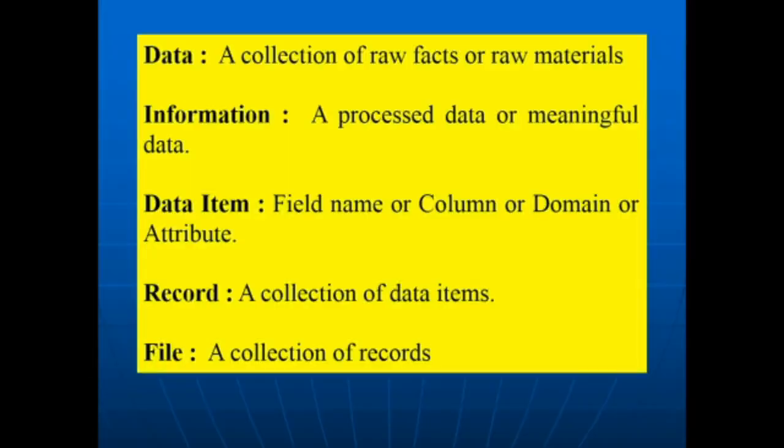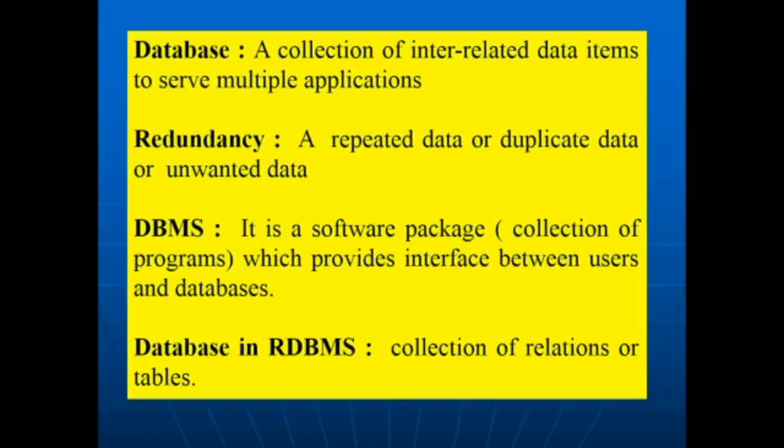Then collection of data items is said to be a record. So the best example for record is biodata. Then file, collection of records is said to be a file. Database. Database is a collection of interrelated data items to serve multiple applications.